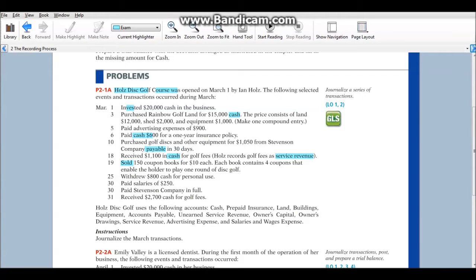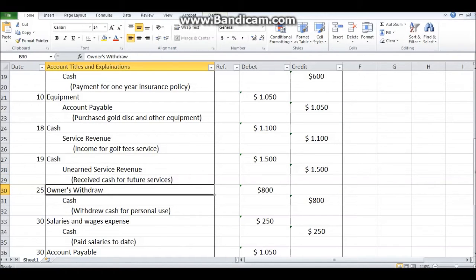25th, withdrew 800 for cash. Just highlight that for personal use, so you know that already. Owner's withdrawal. Okay, I'll just use withdrawal against cash for 800.